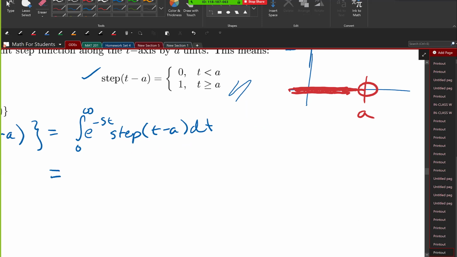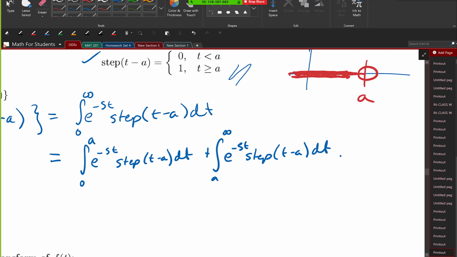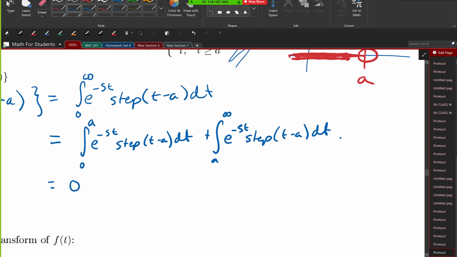Well, the step function is a piecewise function, and how do you integrate piecewise functions? By breaking it up appropriately. So I'm going to break this integral up: from 0 to a of e to the minus st times the step function of t minus a dt, plus the integral from a to infinity of e to the minus st times the step function of t minus a dt. Well, this just gives us 0 plus the integral from a to infinity of e to the minus st dt.